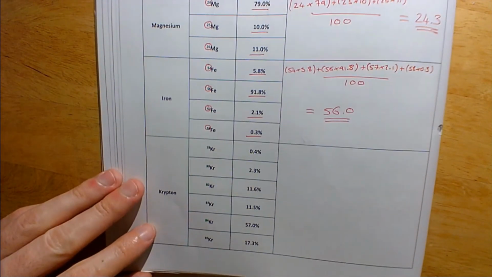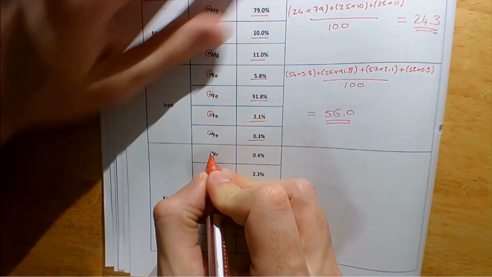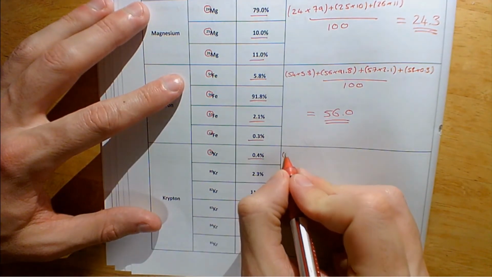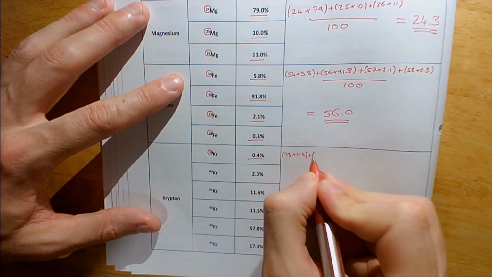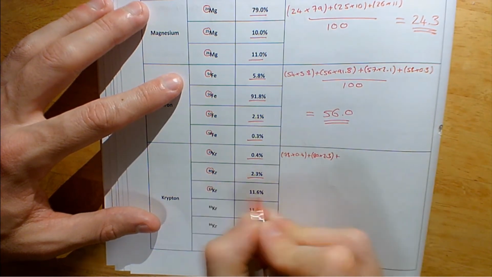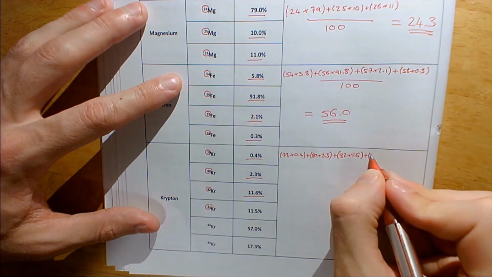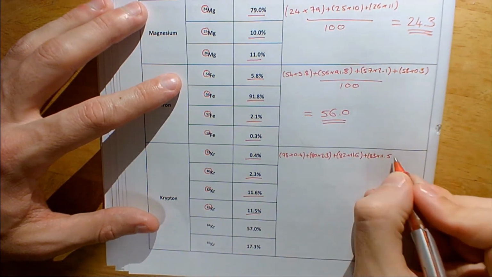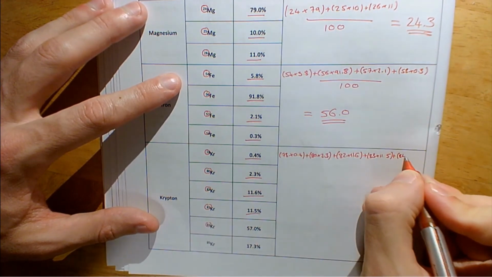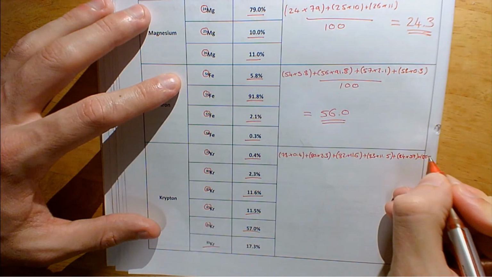And the last one then is krypton. Now we've actually got 6 isotopes here. I'm going to struggle to fit this on, but it's the exact same thing. You're just going to have 6 sets of brackets across the top. So we've got 78 times 0.4. We've got 80 times 2.3. We've got 82 times 11.6. We've got 83 times 11.5. We've got 84 times 57. And we've got 85 times 17.3. Ooh, just about squeeze that on there. All of that over 100.